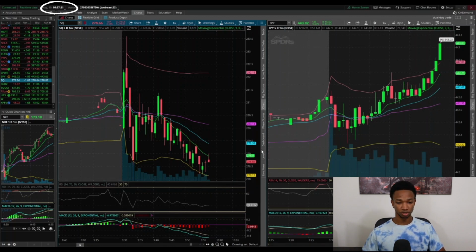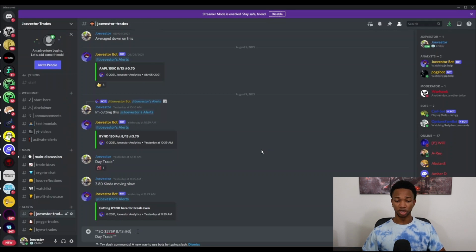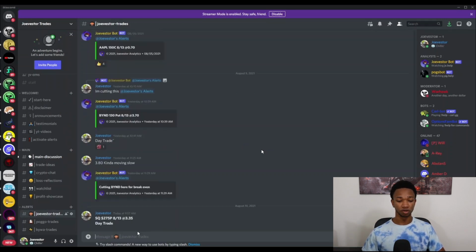So I go over to the Discord, and I already had the trade typed out because I knew what I was looking for. And right there, I alerted the Square 275 put. It was the weekly expiration contracts for $335.